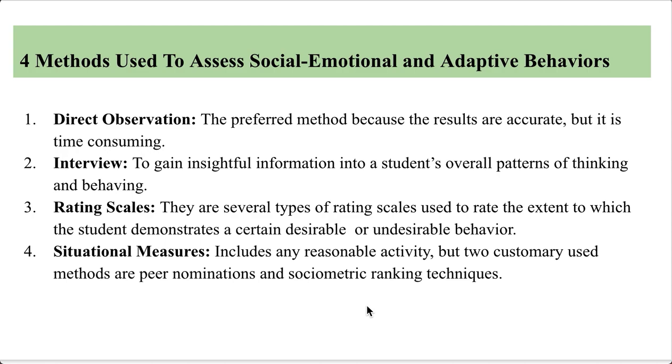The peer nomination is where the peers would actually choose a specific partner of their choice, and they will complete the form for that partner or for that person. And the sociometric ranking technique includes the parent filling out the information based on their observation of the child in their community and in the social setting or in the home.